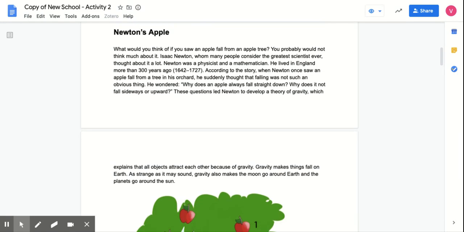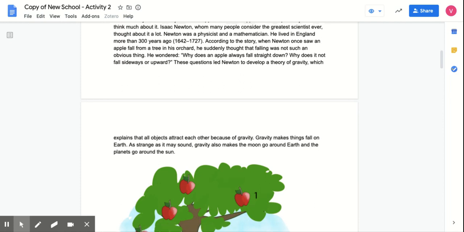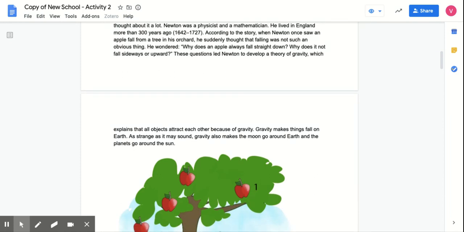So now we're at the paragraph that's called Newton's apple. What would you think of if you saw an apple fall from an apple tree? You probably would not think much about it. Isaac Newton, whom many people consider the greatest scientist ever, thought about it a lot. Newton was a physicist and a mathematician. He lived in England more than 300 years ago, from 1642 to 1727. According to the story, when Newton once saw an apple fall from a tree in his orchard, he suddenly thought that falling was not such an obvious thing. He wondered, why does an apple always fall straight down? Why does it not fall sideways or upwards?